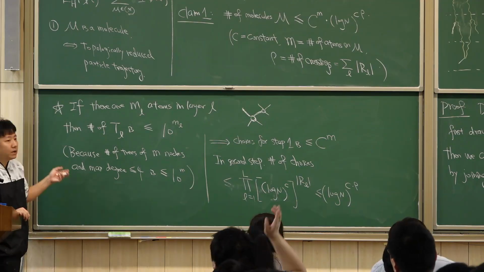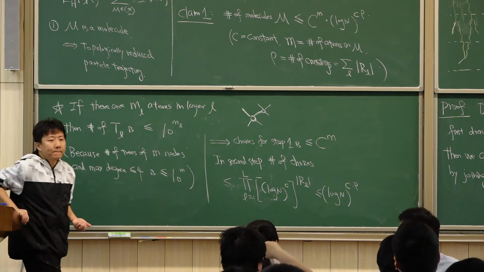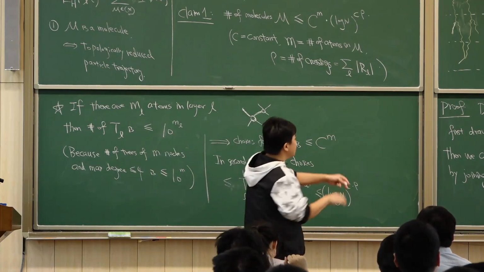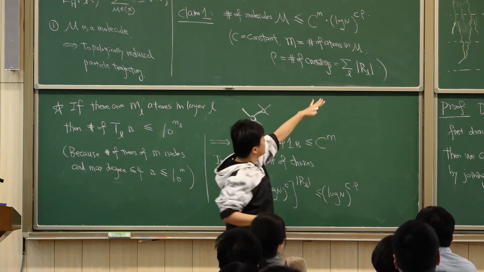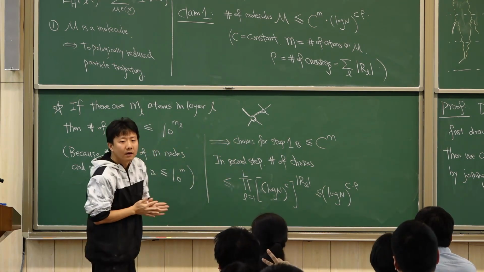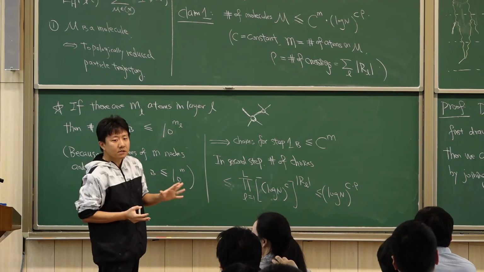So in every layer, the size is bounded by log n. And for every crossing, I choose two points. Yes, log n squared.